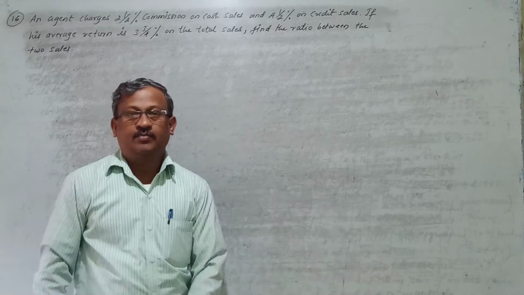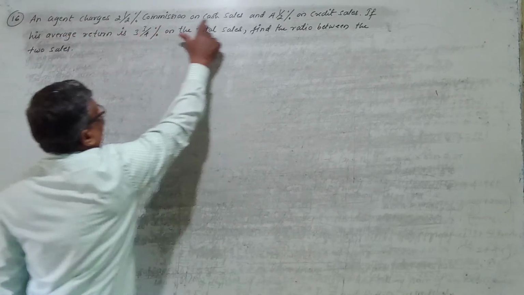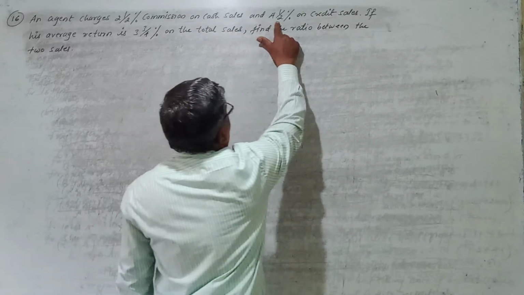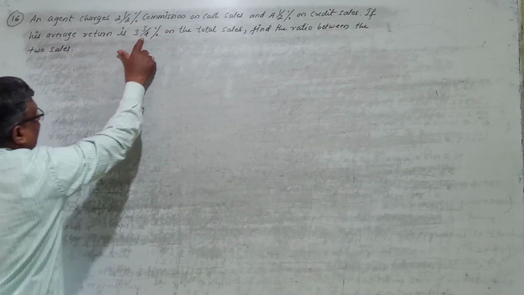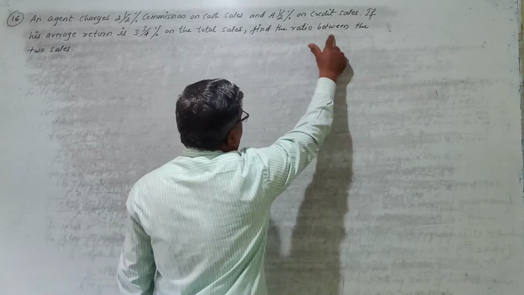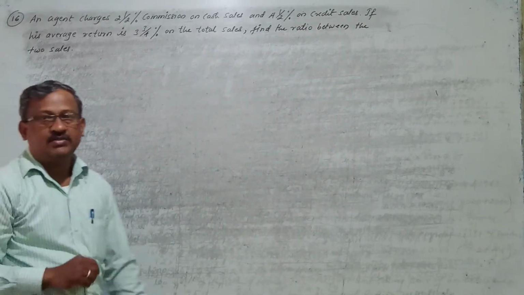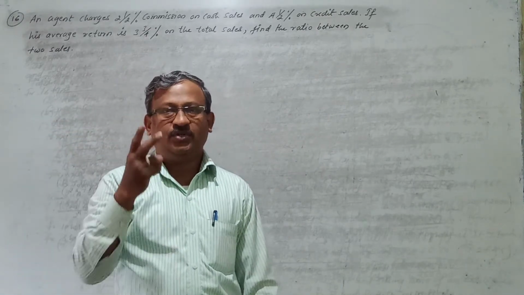So here is the next problem on this commission. Problem number 16 it is. The problem is, an agent charges 2.5% commission on cash sales and 4.5% on credit sales. If his average return is 3 and 3/4% on the total sales, find the ratio between the two sales. So what they have asked here is to calculate the ratio of these two sales.